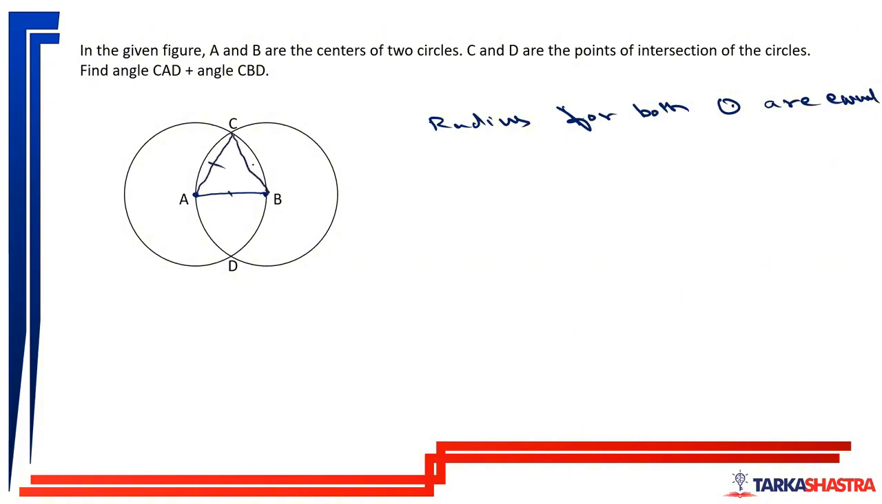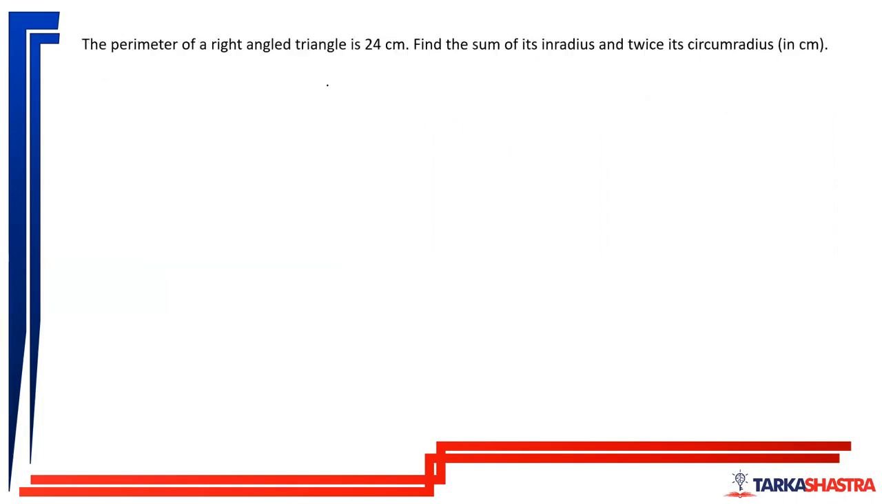So it becomes an equilateral triangle of 60, 60, 60. Similarly, this is also a radius, this is also a radius. So this is also 60, 60, 60. Now angle CAD is how much? CAD is 60 plus 60, 120. And angle CBD is how much? 60 plus 60, 120. Total, their addition is 240. Very easy. Moving forward.